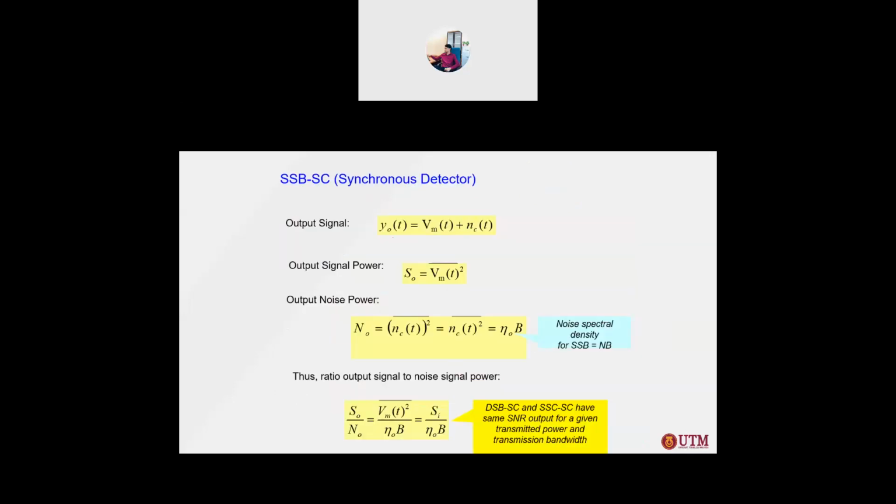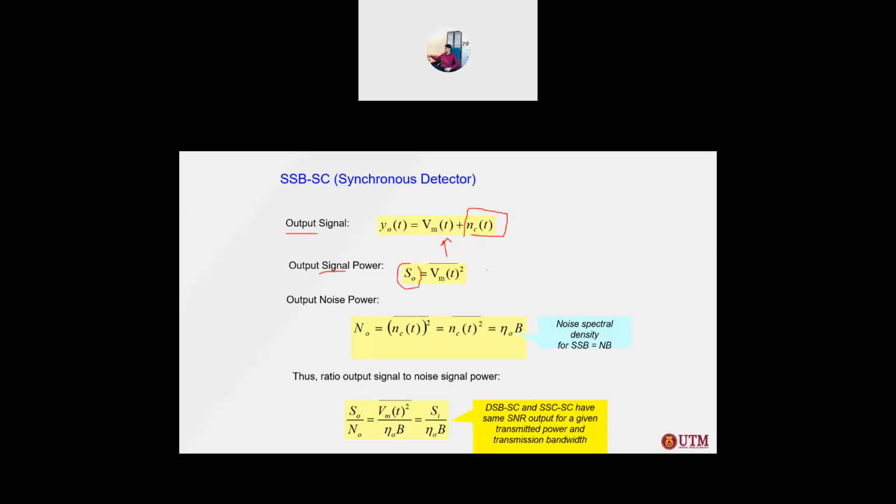Output signal y_o(t) = V_m(t) + n_c(t), where n_c(t) is the noise. Okay. This is your modulated signal. Sorry, this one is your message signal. At the output, it means we already filter out everything and we already retrieve back the original signal with the noise. Okay, then we have output signal power, which is S_o, equals to V_m(t) bar squared.